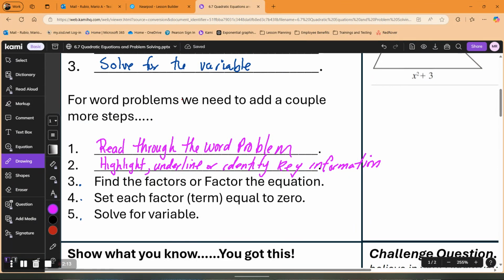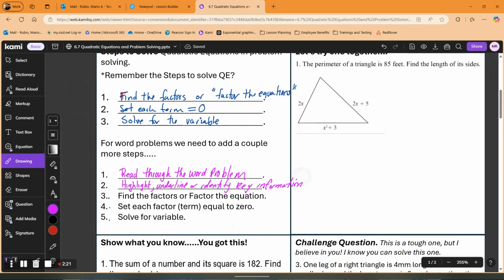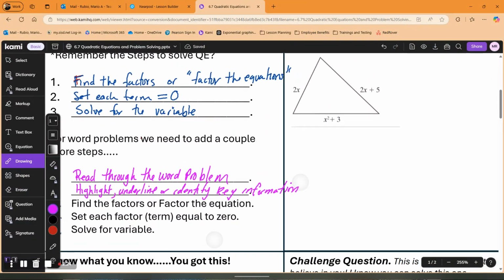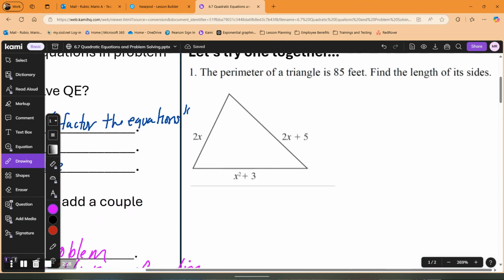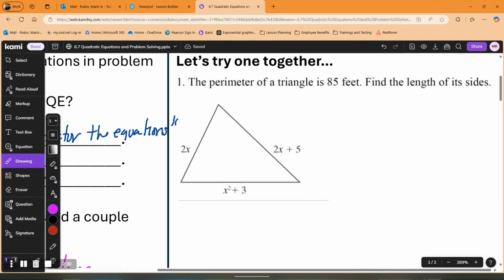Okay, the other three steps are the same. Once we set up the equation, we need to see if we need to factor it, set the factor for each term equal to 0, and then solve for the variable. Please make sure you start learning these steps. It's very important. I'm going to go over an example here. Let's try one together.